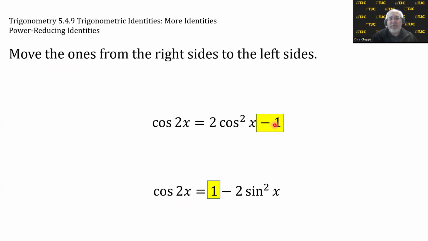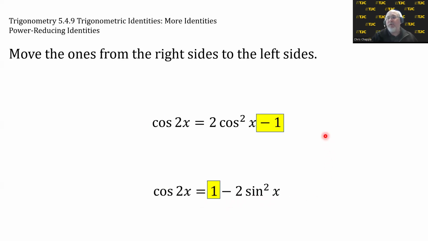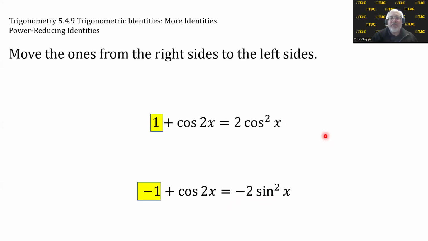We're going to move the ones from the right sides to the left side, so each one will change signs as we move it to the left side. So we get 1 plus cosine 2x equals 2 cosine squared x, and negative 1 plus cosine 2x equals negative 2 sine squared x. Again, just moving the ones from the right side of these double angle cosine identities to the left side.